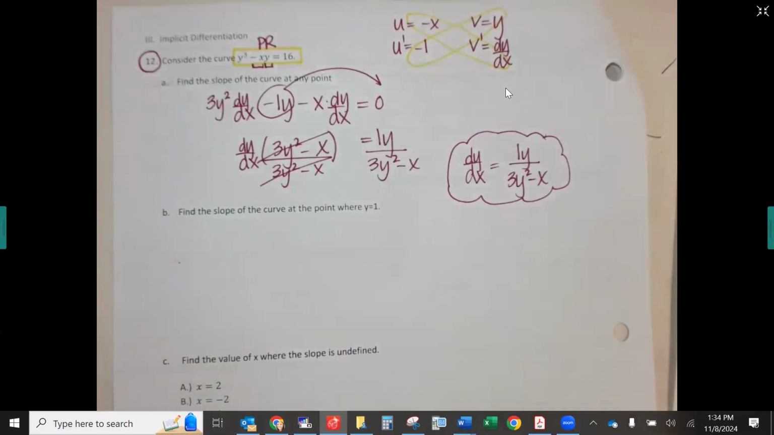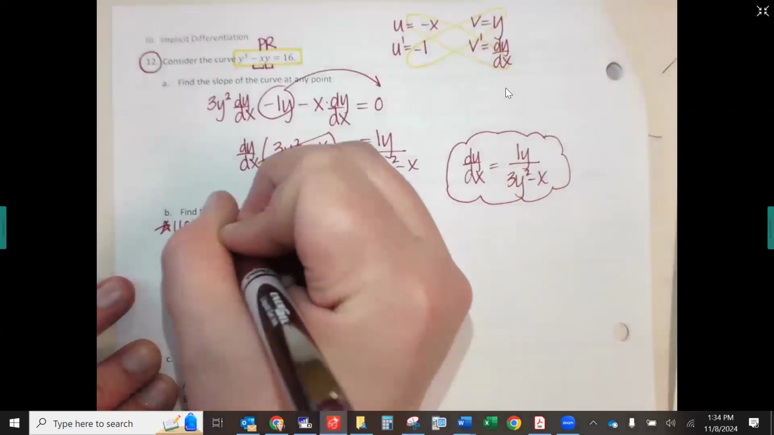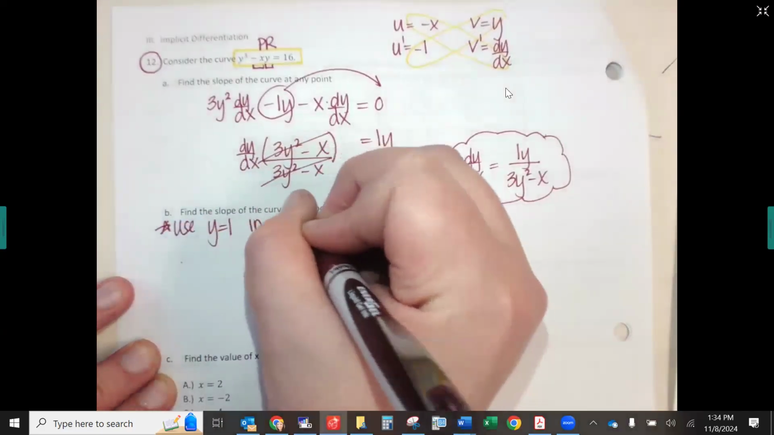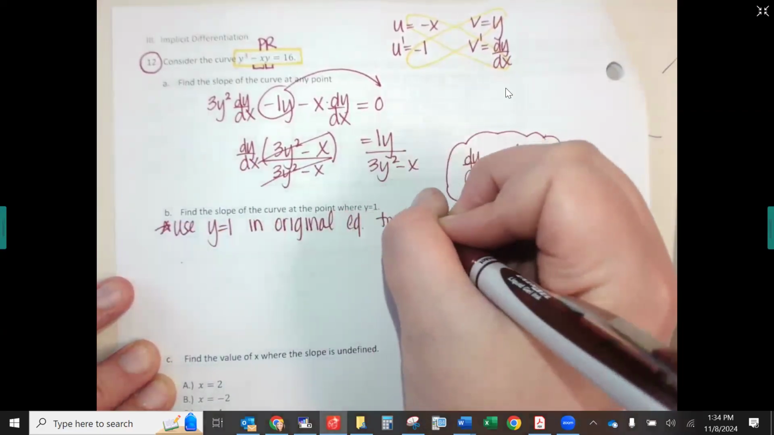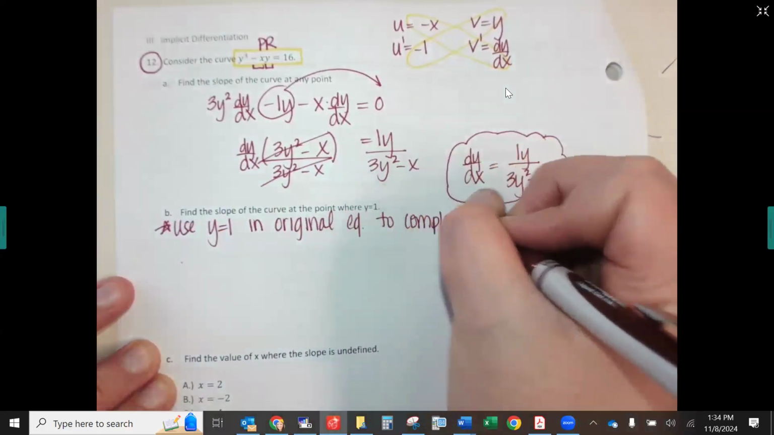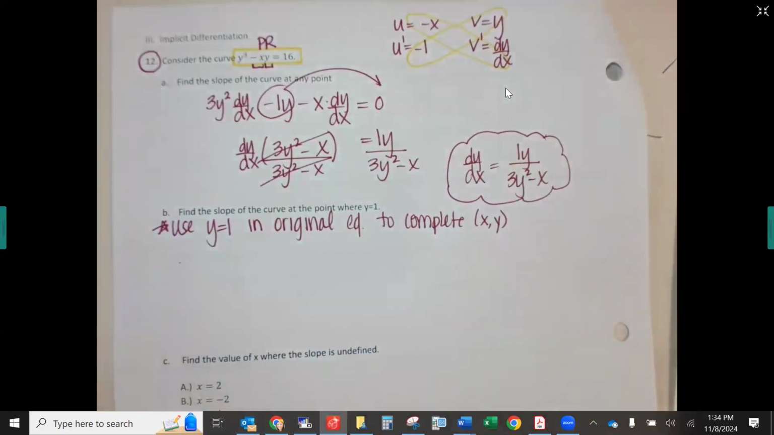Is that the whole point? A point needs what two things? A y and an x. I have to have both. Where do I go to get the other half of the point? Very good. So I'm going to use y equals 1 in the original equation to complete that ordered pair. You can't just have half the point because my dy/dx has both x's and y's.